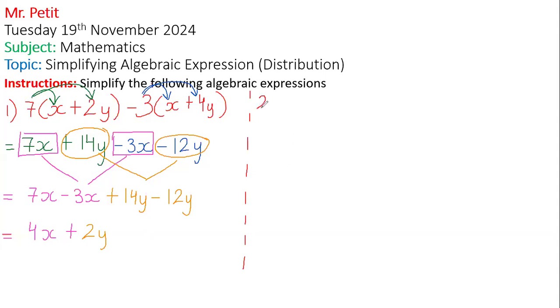Number 2. So we have 8, open bracket, x plus 3y, close bracket, minus 4, open bracket, x plus 5y.